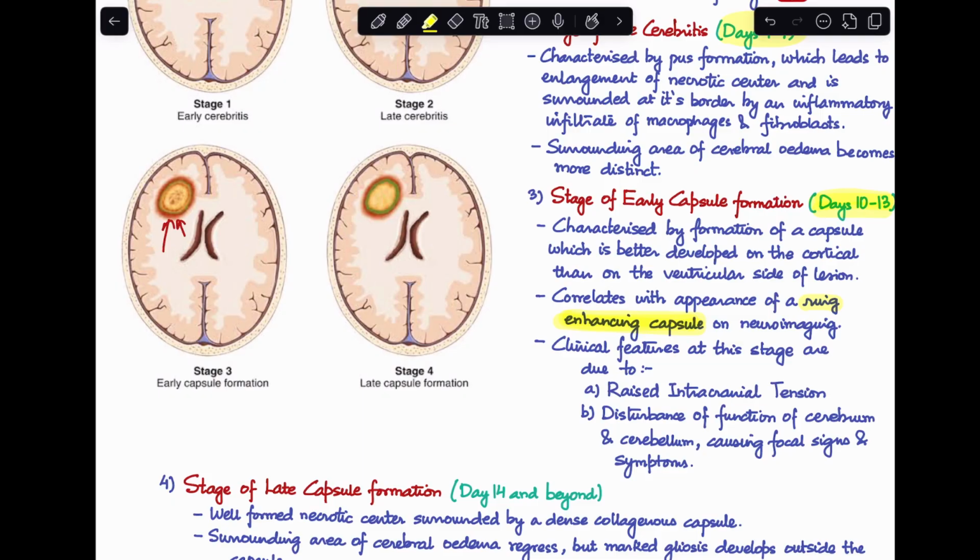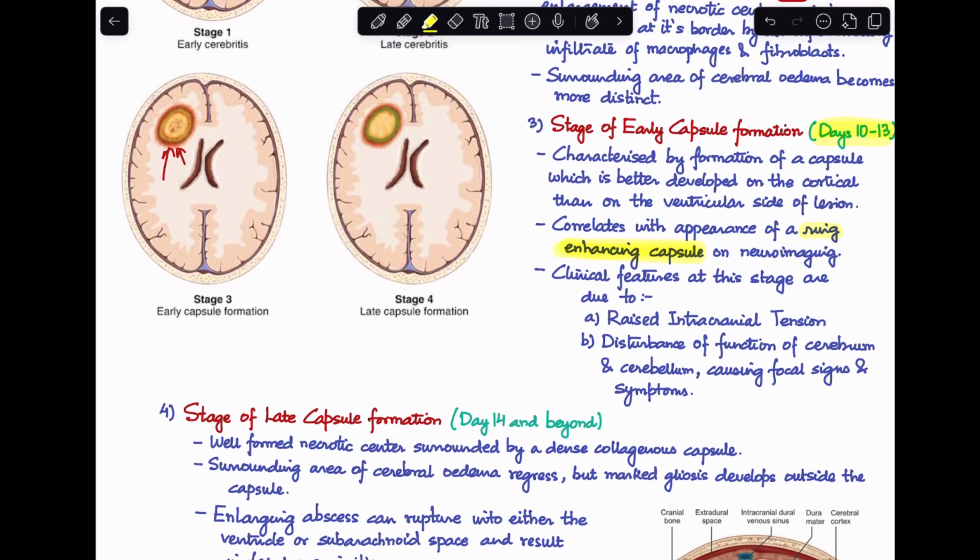So, this is when you will start to see the typical features of otogenic brain abscess. This brings us to the last stage, which is known as the stage of late capsule formation, and this is from day 14 and beyond of the disease. Here we see a well formed necrotic center. The yellowish part that you are seeing is a well formed necrotic center, and it is surrounded by a dense collagenous capsule.